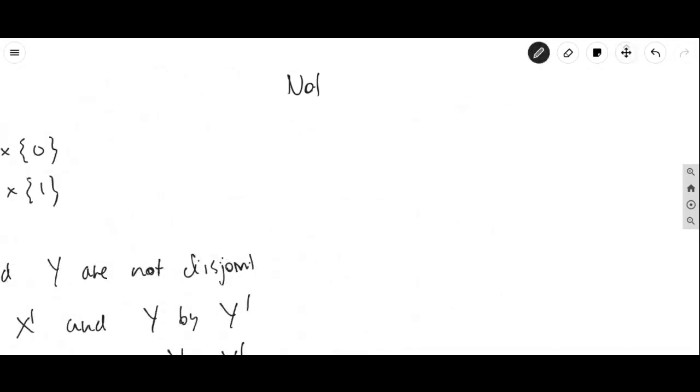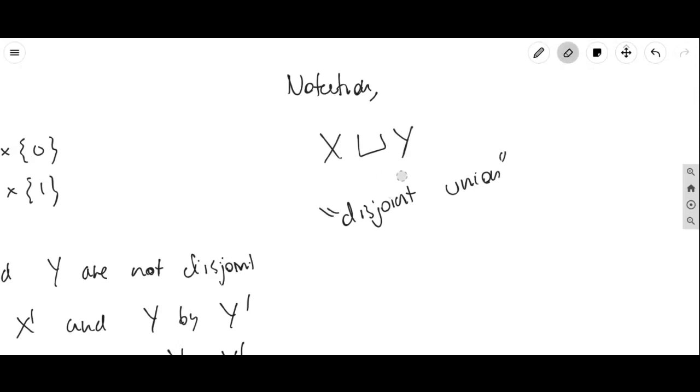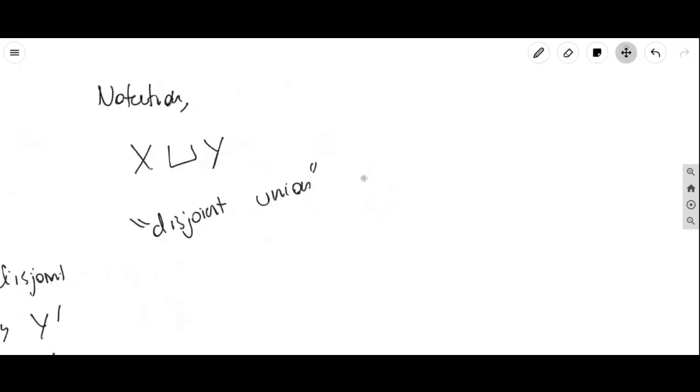The notation that we use for the coproduct is this. This is called the disjoint union. Sometimes people call this the disjoint union of two topological spaces, because you want to take their union, but they might overlap. So you have to do it in a disjoint way so that they do not overlap.